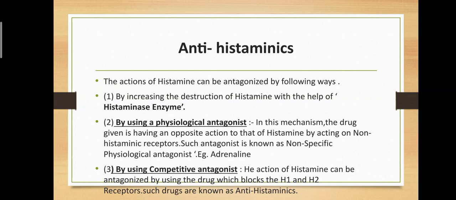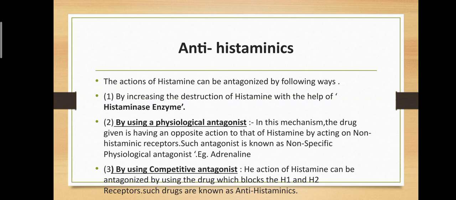By increasing the destruction of histamine with the help of histaminase enzyme. Second method, by using a physiological antagonist. In this mechanism, the drug given has an opposite action to that of histamine by acting on non-histaminic receptors. Such an antagonist is known as a non-specific physiological antagonist. Example, adrenaline.